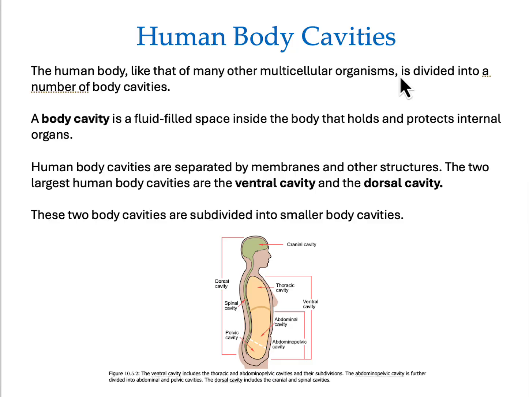Human body cavities. The human body, like that of many other multicellular organisms, is divided into a number of body cavities. A body cavity is a fluid-filled space inside the body that holds and protects internal organs. Human body cavities are separated by membranes and other structures. The two largest human body cavities are the ventral cavity and the dorsal cavity. Those are pretty big divisions, so they are subdivided into smaller cavities.